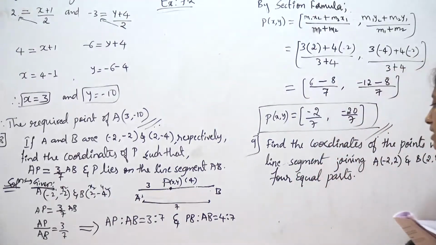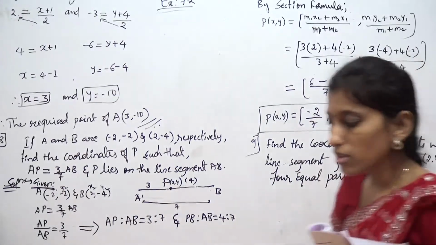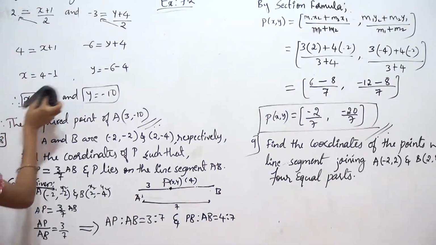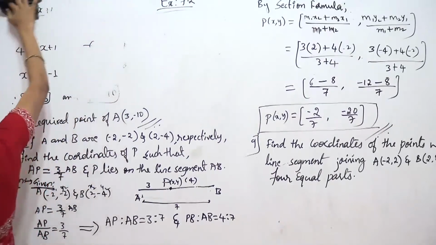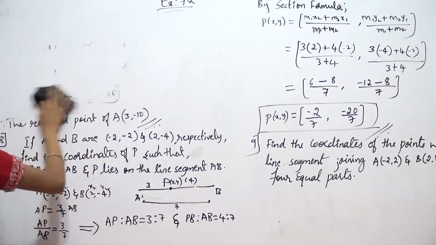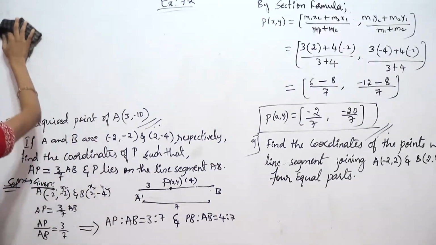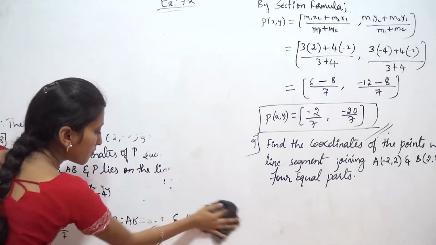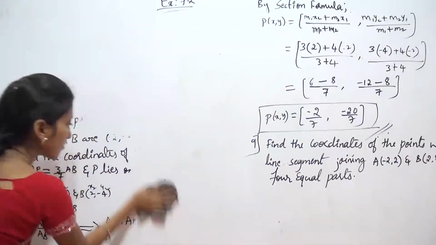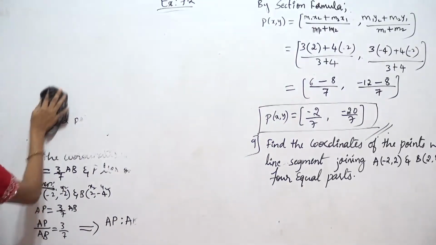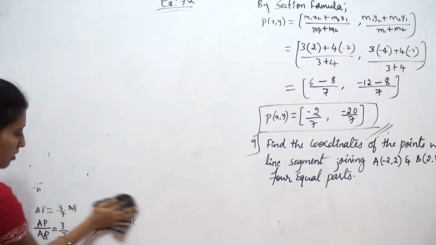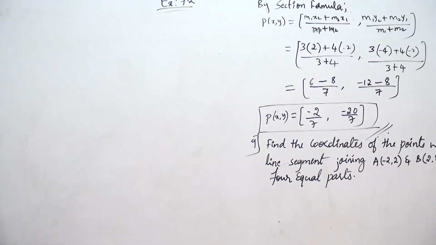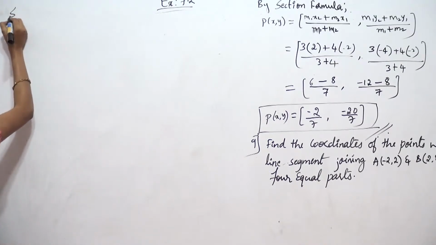Dear students, in the previous classes, in this 7.2 exercise only, we have studied about trisection. That is, the line divides into 3 equal parts. But here, in this question, the line divides into 4 equal parts. Once go through that sum, but here let's solve this sum first.